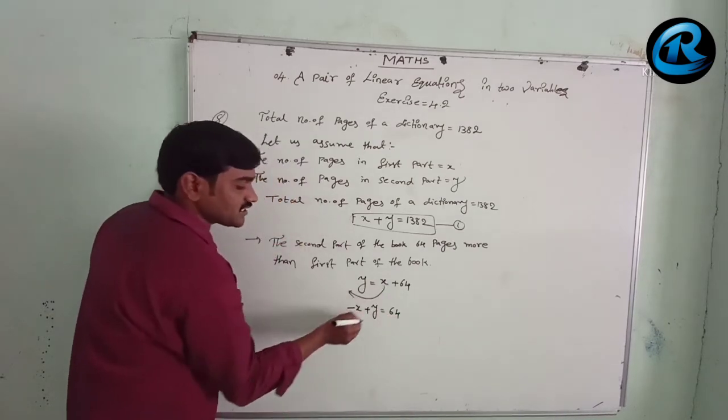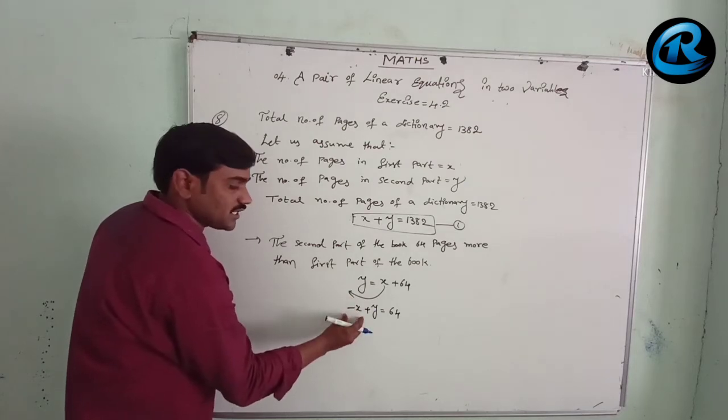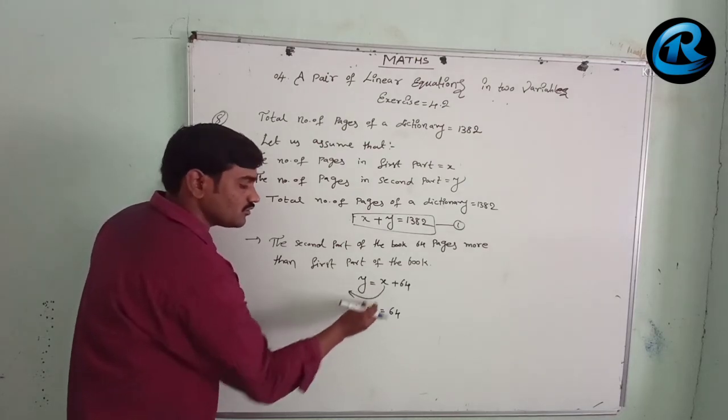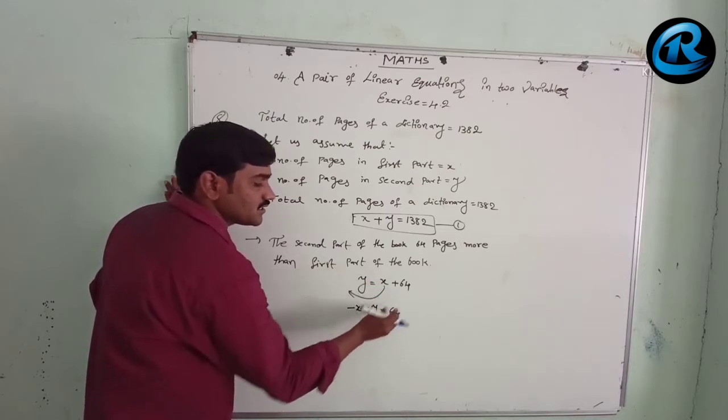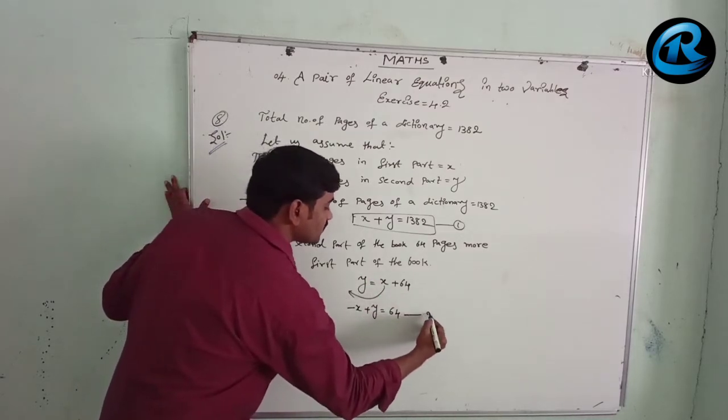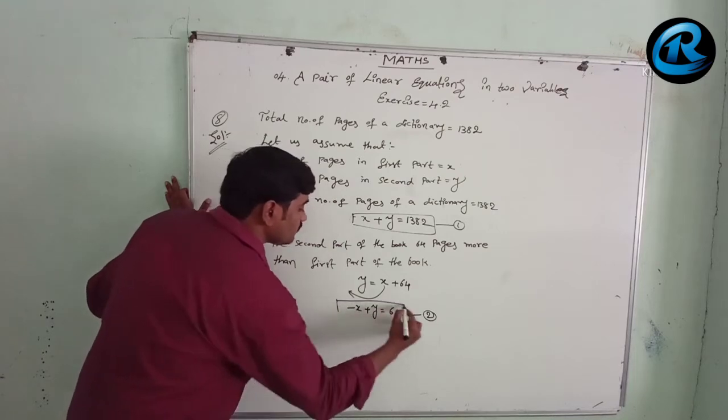What I have done, this plus x I brought this side, first I wrote x, then I will write y. So minus x plus y as it is 64. This is equation number 2.